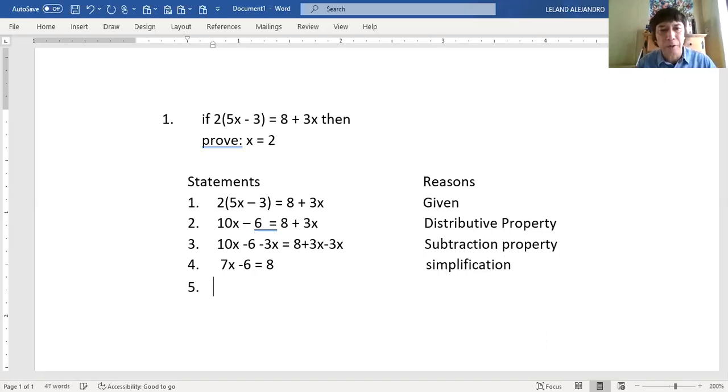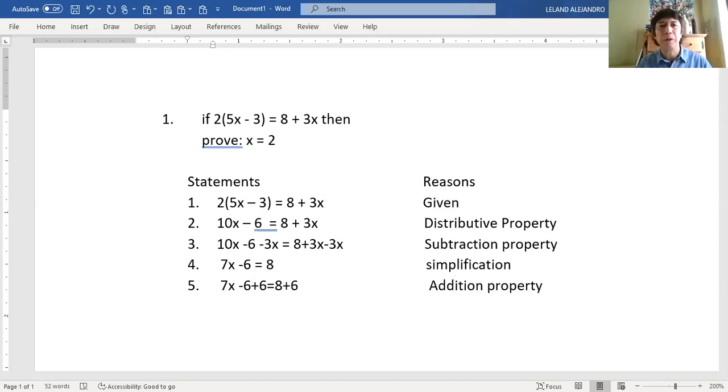And then for the next line, we shall try to eliminate the 6 there by way of addition. And we're going to have 7x minus 6. And then we add 6, and this equates to 8, also plus 6. Yeah, and we will call this addition property, of course.